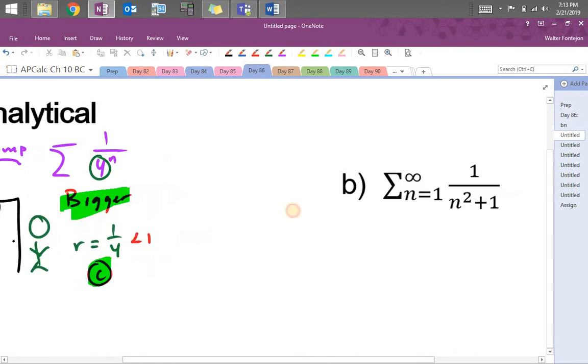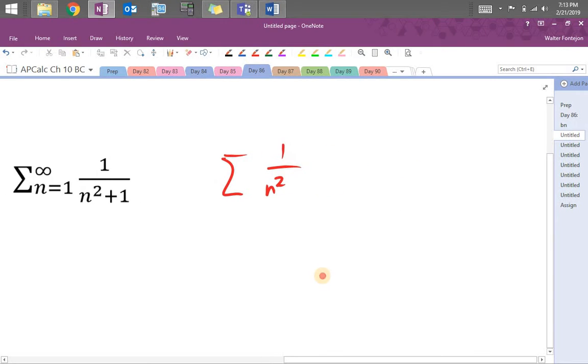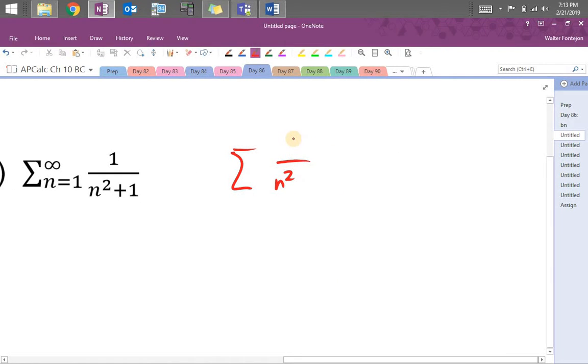Okay, let's take a look at the next one. This one looks like, and this is what you're going to think, this kind of looks like p-series. P-series is 1 over n squared. I remember that yesterday we talked about this idea, that, hey, Mr. Fontan, yesterday you said that if it was sum 5 divided by n squared, you could still use p-series. Why can I still use p-series here but not here?